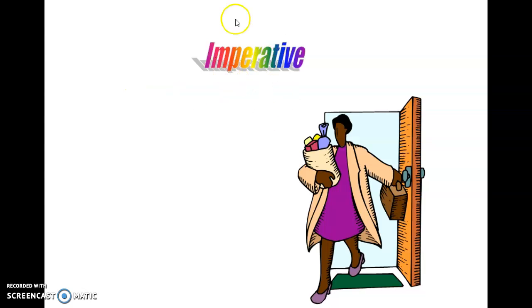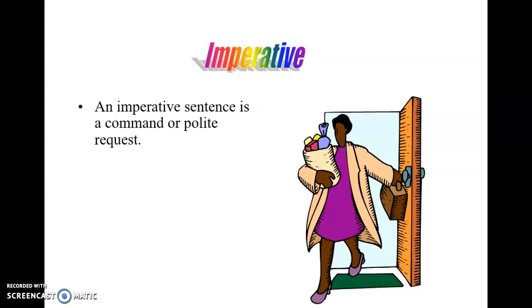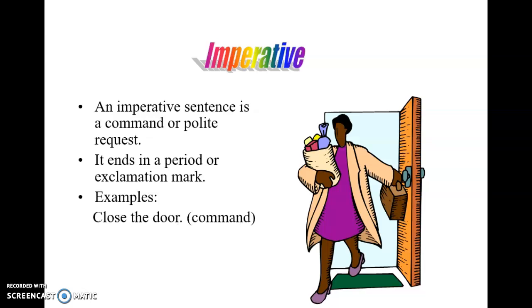Imperative is a little different. Imperative, it's like something you have to do right now. This comes from the root word now. So imperative is a sentence that is a command or a polite request. And when we're thinking about commands, it ends in a period, but sometimes it also might end in an exclamation point. Like, close the door. Please be quiet. Can you think of an imperative that somebody might have said to you recently?